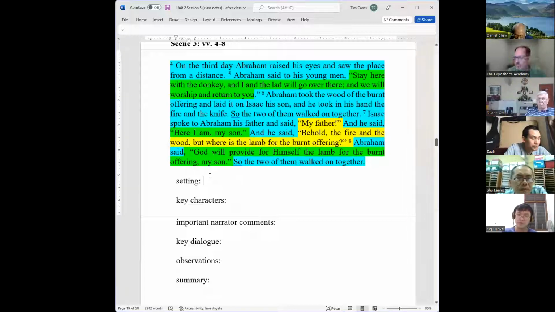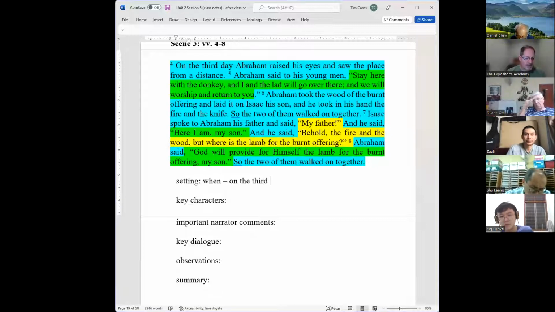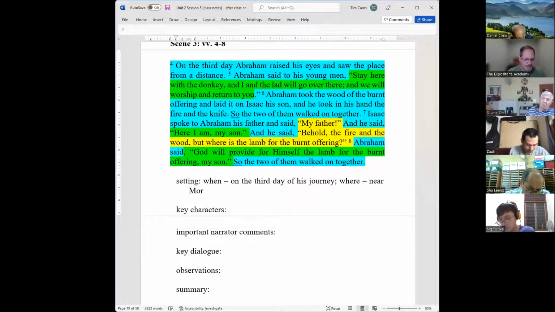So Tongan, what is the setting here? Again, the where and the when. The when is after he was leaving from his home. So on the third day. Okay, I'll put on the third day of his journey. And then the place is in Palestine, specifically near Moriah, where he was heading. Okay, good. So near, or we could say approaching. Yeah, approaching. Okay, good.